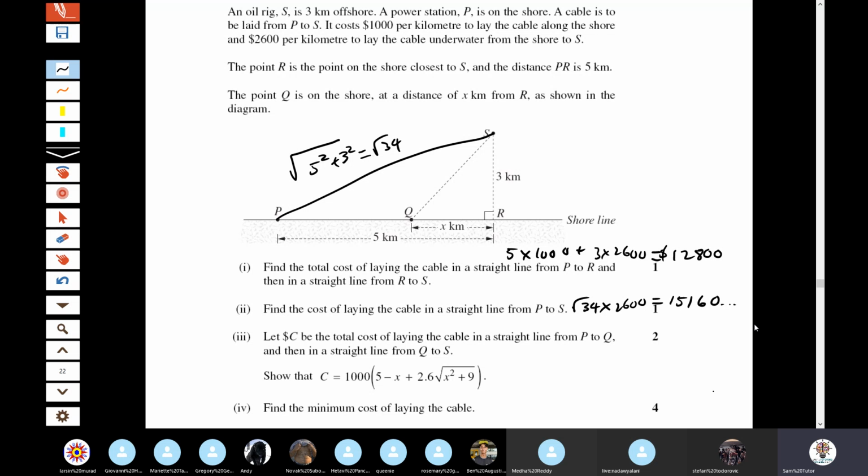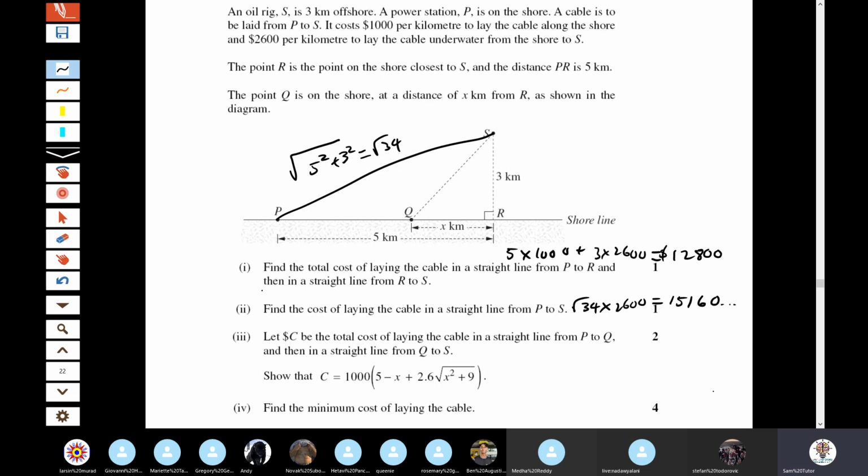Let C be the total cost of laying the cable in a straight line from P to Q and then from Q to S. Show this. Look at the show. Keep looking at it. And now think of P to Q. What value is P to Q? Now look at the show. And then what's Q to S? Square root of x squared plus 9. Keep looking at the show. I've trained you guys enough by now, I hope, to keep looking at the show.